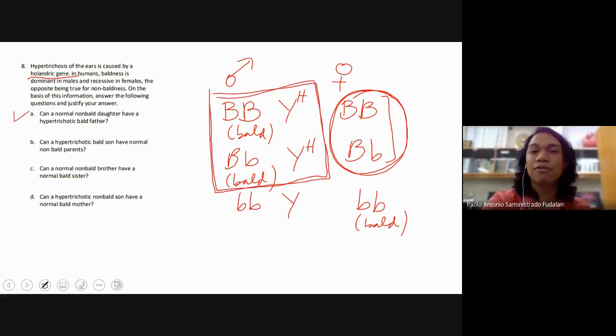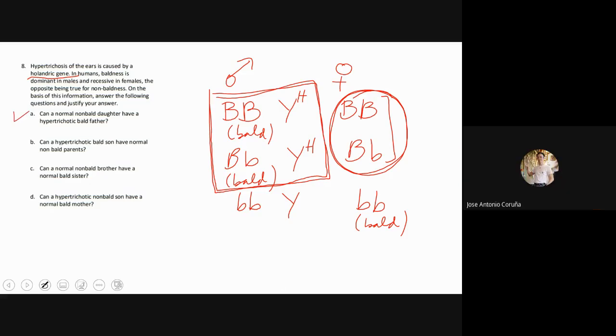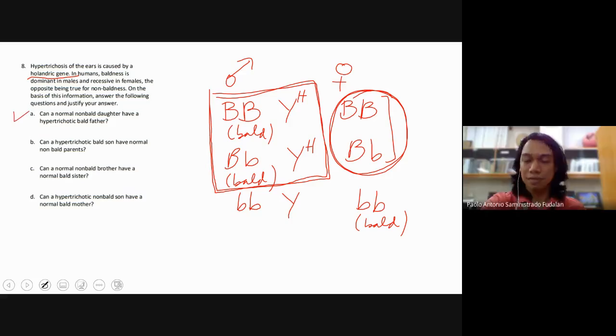Yes or no? Yes, sir, because hypertrichosis is only carried by the Y chromosome, sir. Yes. And of course, his daughter will not get the Y. So that's one down. Correct.